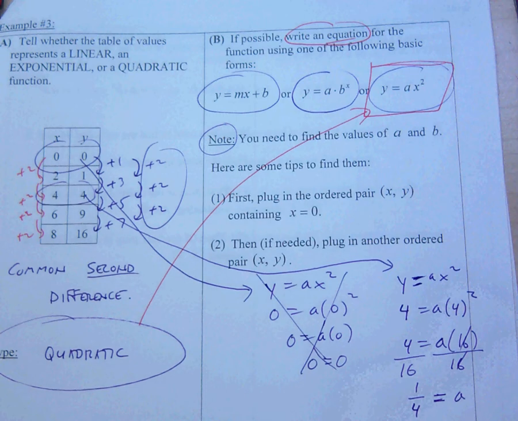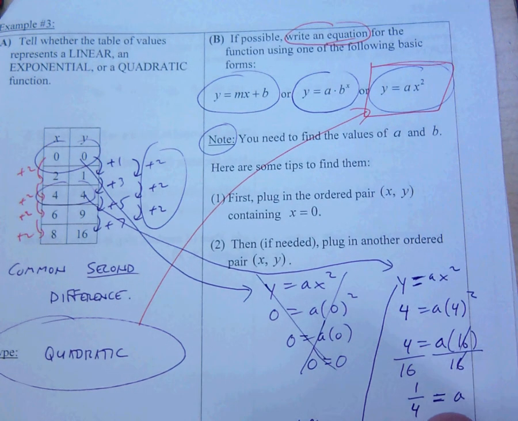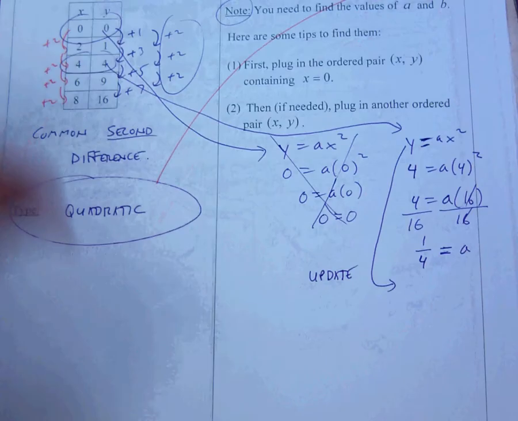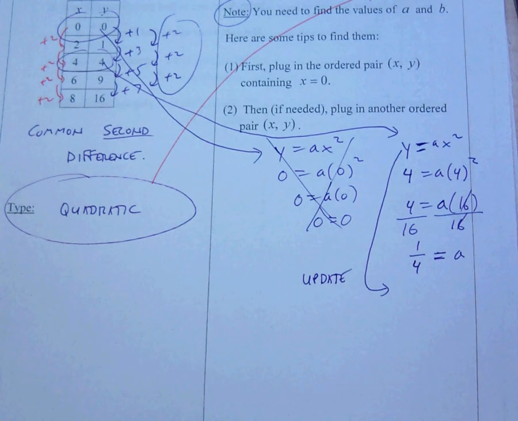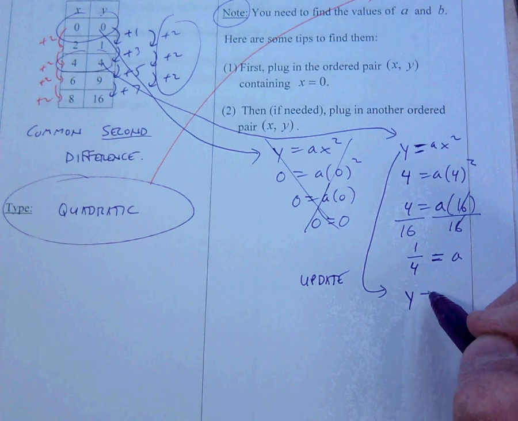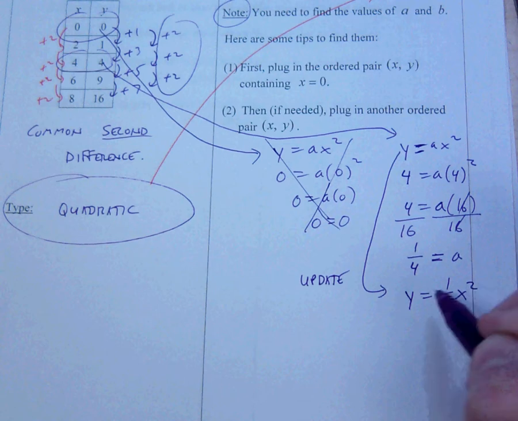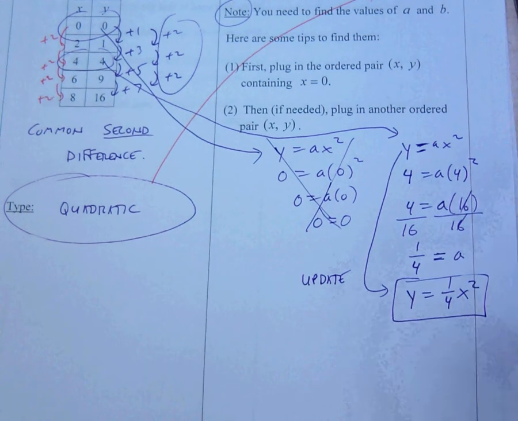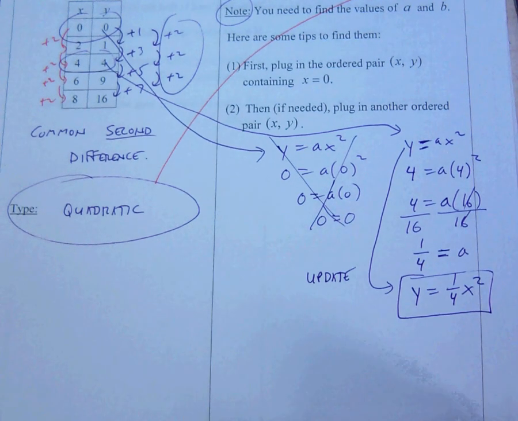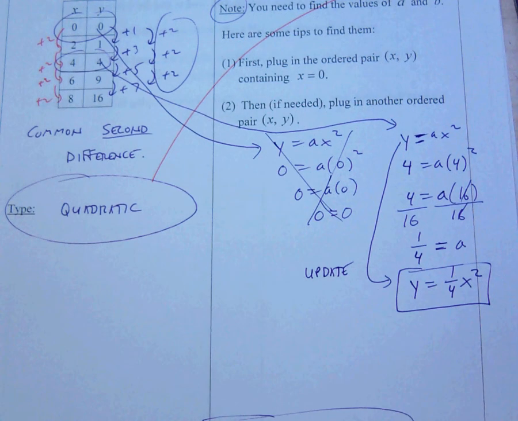Okay? And so what I want you to do now is update this equation, now that I found a. So what's the equation? Y equals what? 1/4 x squared. All right, now how can we check it? Plug it in. Yeah, we can plug in all the x values in the table, and make sure they give me the correct y value. Let's check a couple of them.